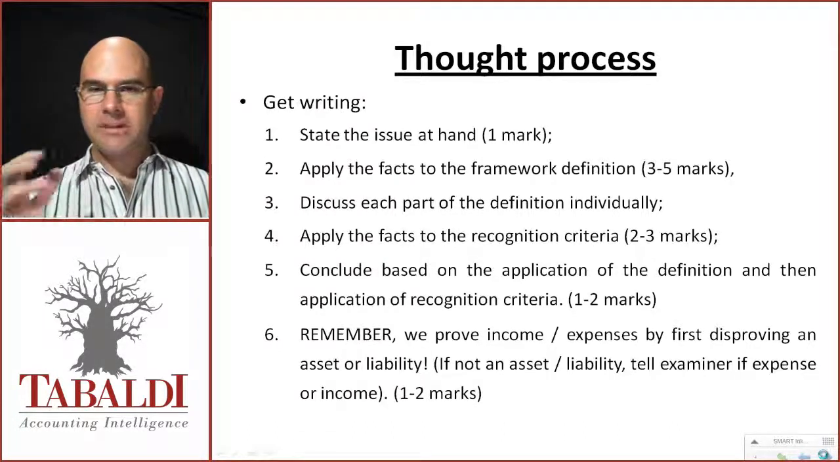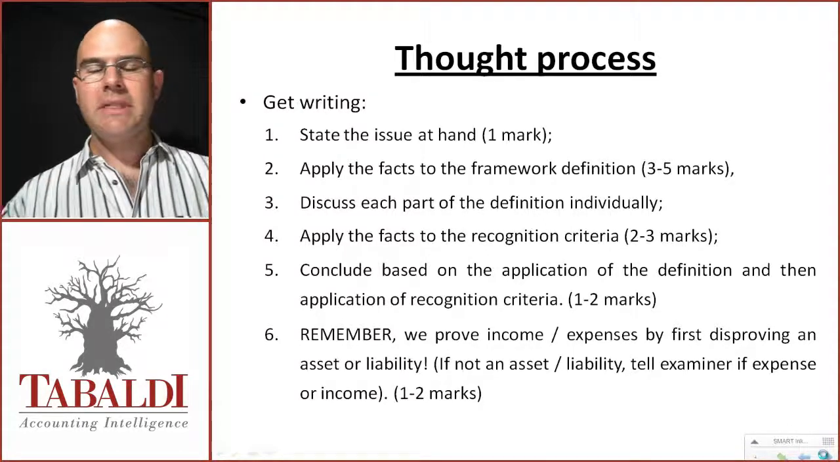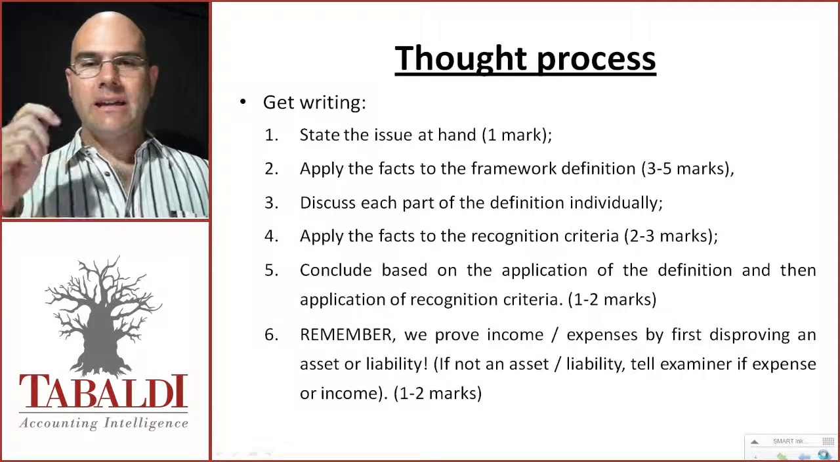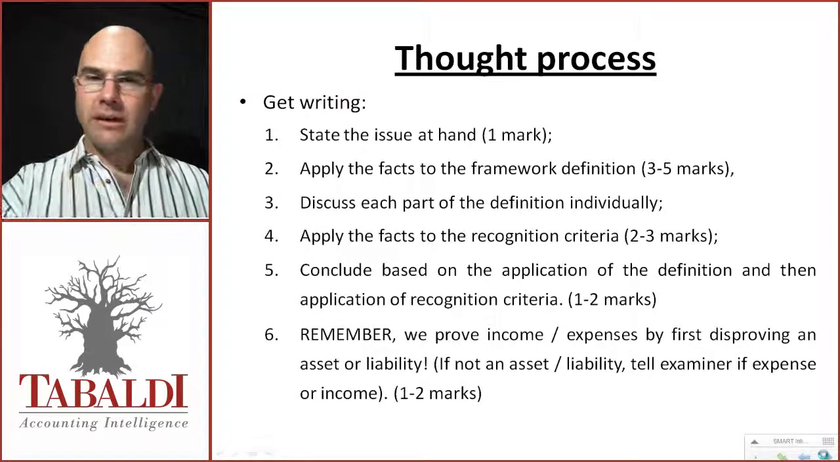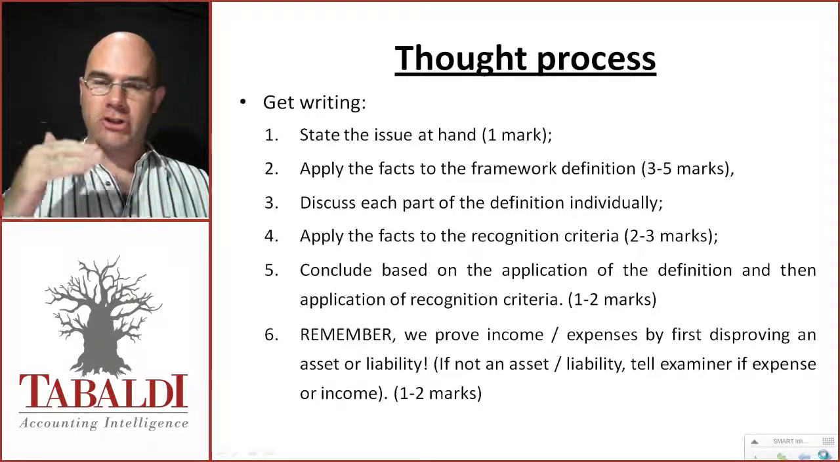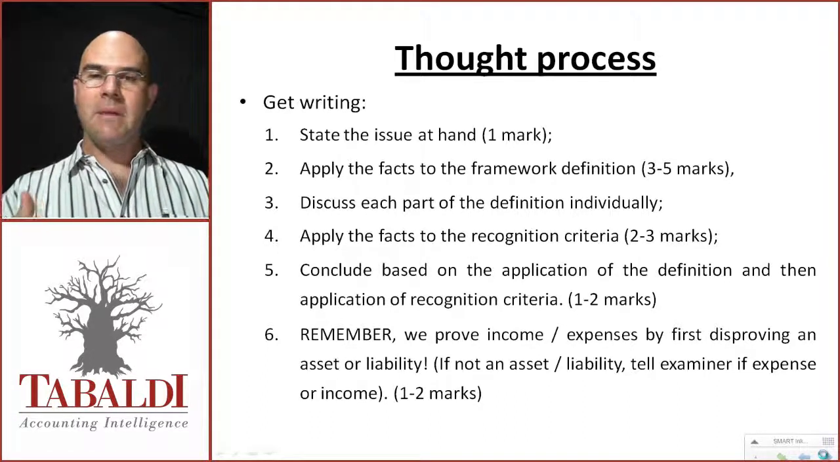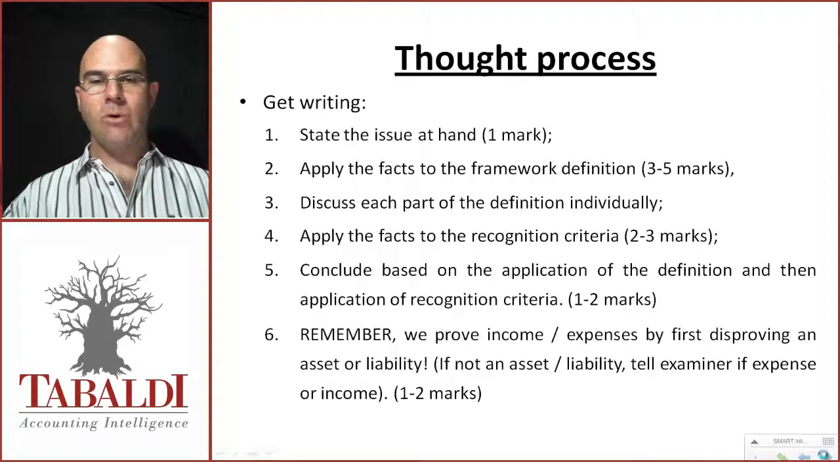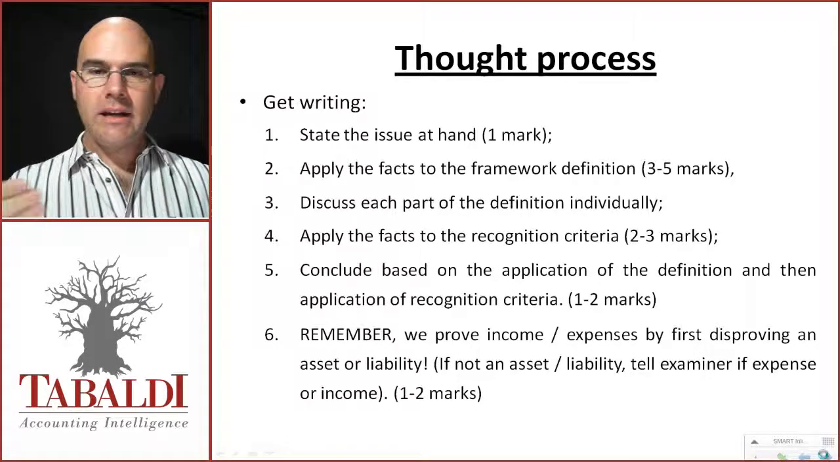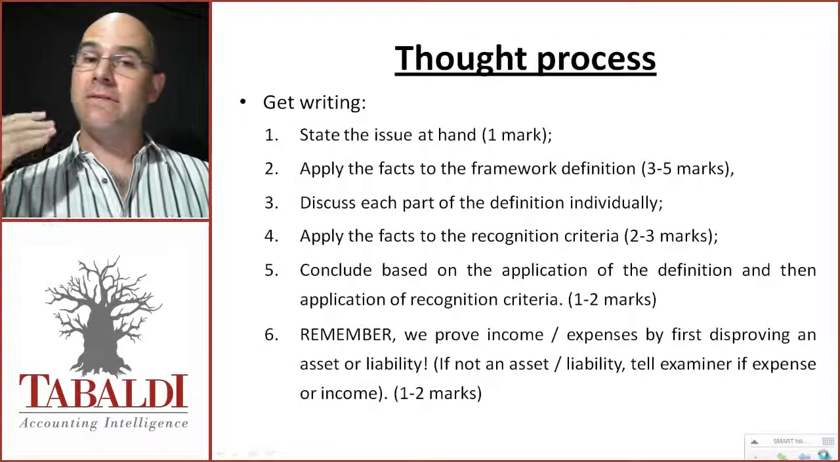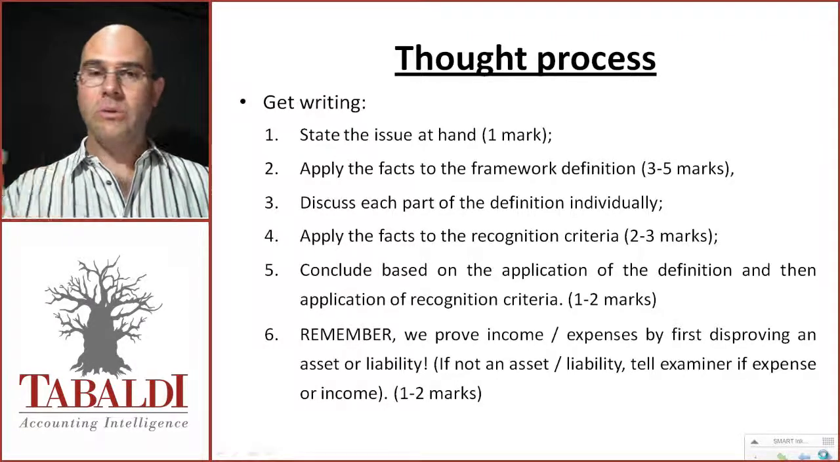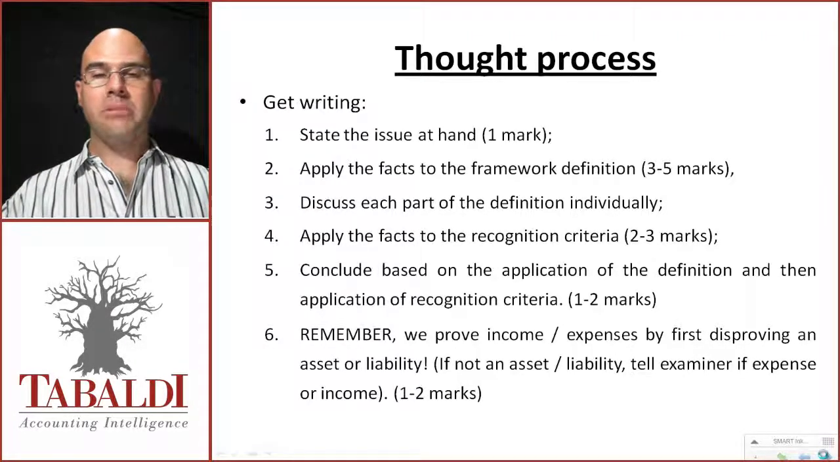Just remember, if there is an income or expenses issue as well, we prove an expense by disproving the other debit, the asset. So if it's not an asset, in terms of your discussion, definition and recognition criteria, then that debit must be an expense. And the same can be said for credits. First, try and discuss a liability for that credit. If it is not a liability, because either it doesn't meet the definition of a liability or the recognition criteria are not met, then possibly it could be the other credit, an income.